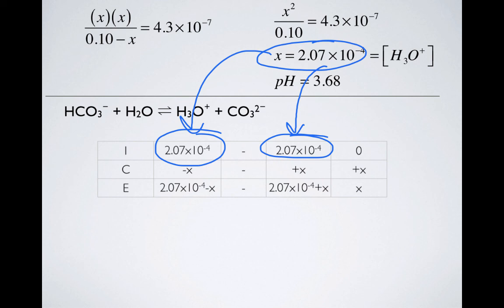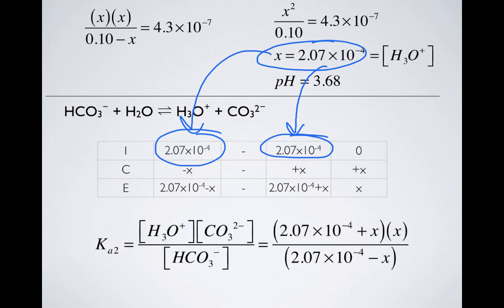Now for change, I still have minus x for the bicarbonate, plus x for the hydronium, plus x for the carbonate. This reaction does still have to go in the forward direction because I have no carbonate ion, CO3 2-, and so in order to reach equilibrium, it does have to make some carbonate ion. So now I have equilibrium concentrations for all of my species: 2.07 times 10 to the minus 4 minus x for the bicarbonate, 2.07 times 10 to the minus 4 plus x for the hydronium, and x for the carbonate.